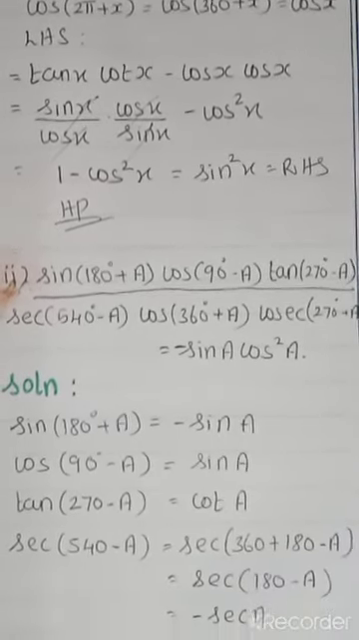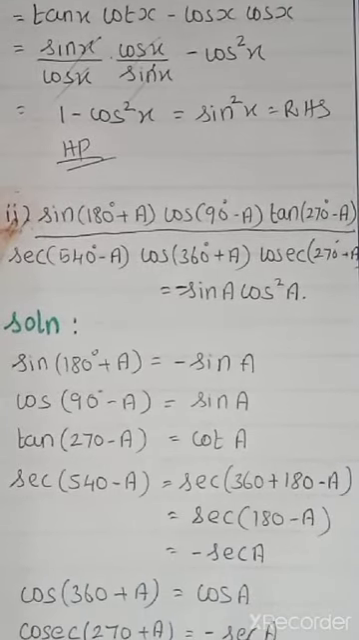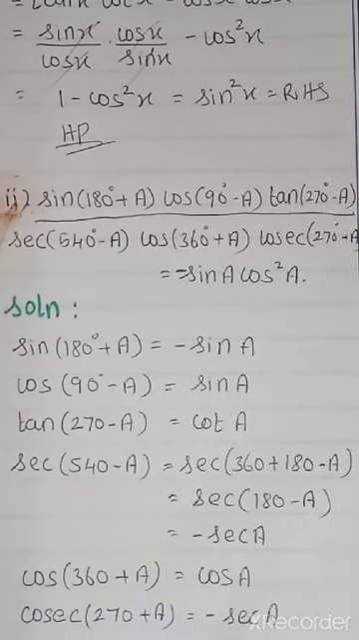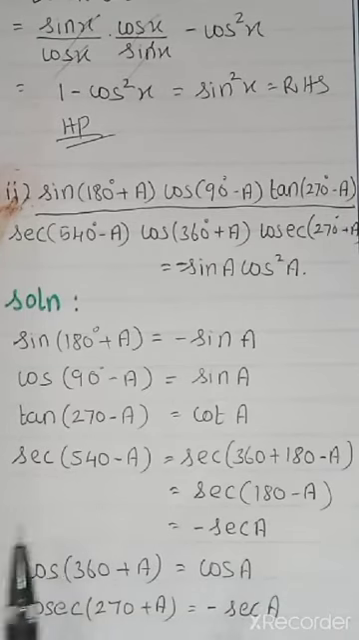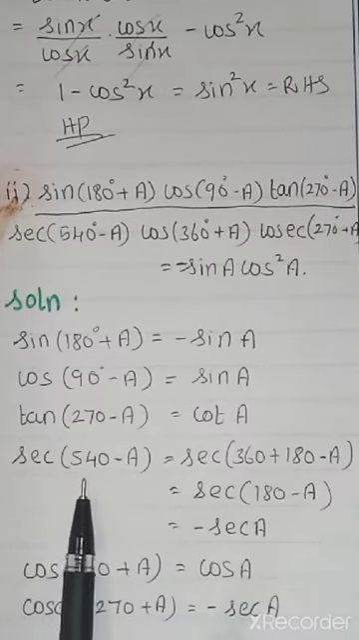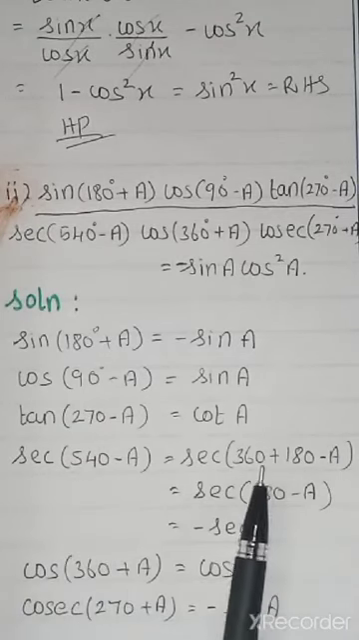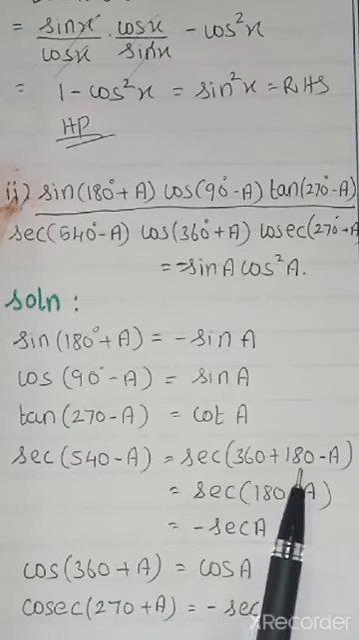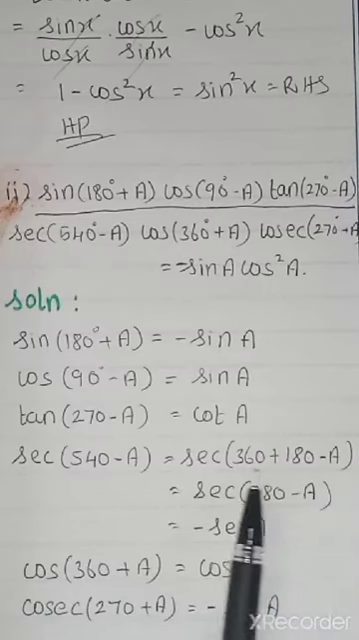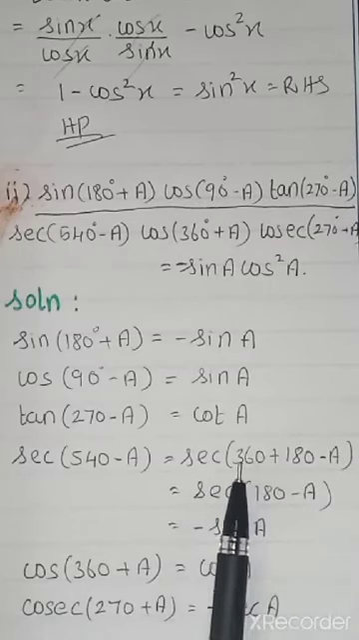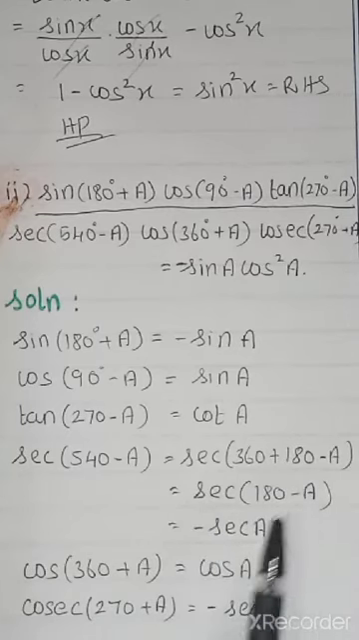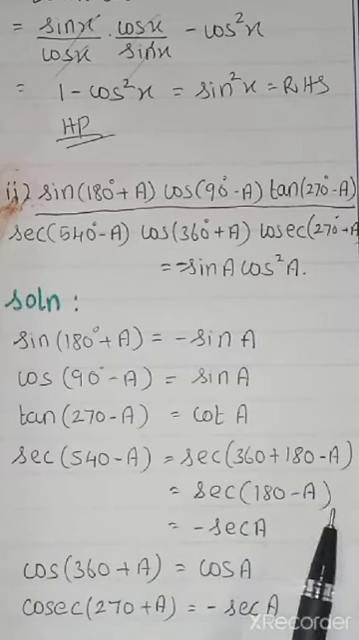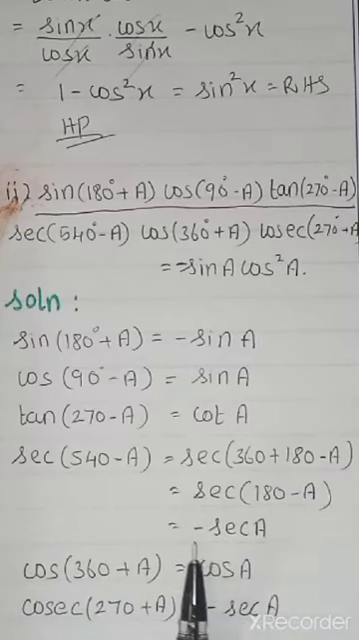So what is sin(180 + θ)? Minus sin θ. cos(90 − θ)? Sin θ. tan(270 − θ)? Cot θ. For sec 540, we don't have a table value, so 540 can be taken as 360 + 180 − a. Now, sec(360 + θ), what is the answer? Sec θ. So here we are taking sec(180 − a). Again, refer to the table: sec(180 − a) is minus sec a. Similarly, this too, you have to apply the table ratio.